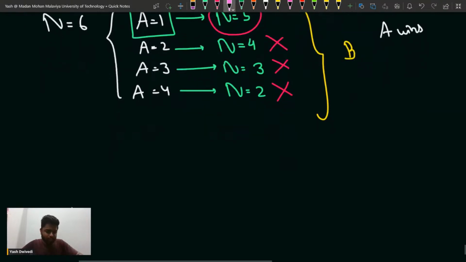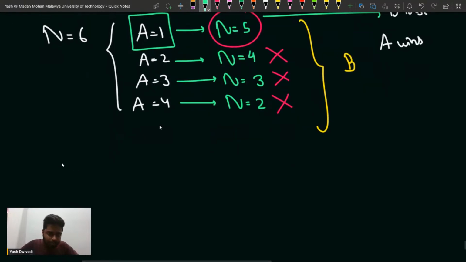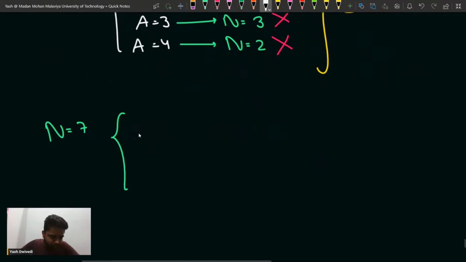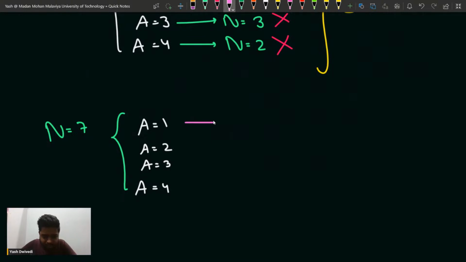After this point, suppose you think about the next scenario. Let's say n is equal to 7. So when n value is 7, what is going to happen? Let's observe this. Suppose a value is 1, okay, a value is 2, a value is 3, a value is 4. Now suppose a takes one matchstick, then what is going to happen? If a takes one matchstick, then n is going to become 6.